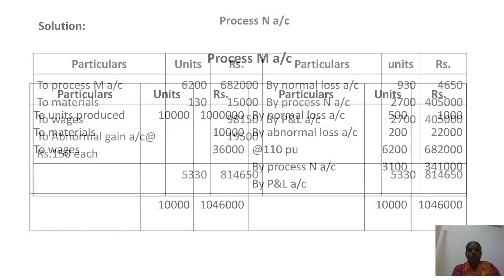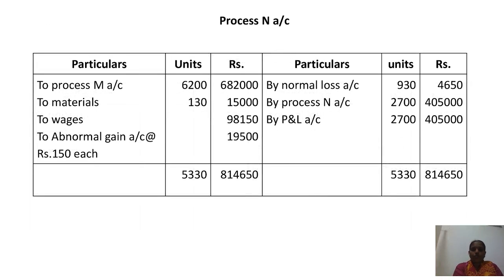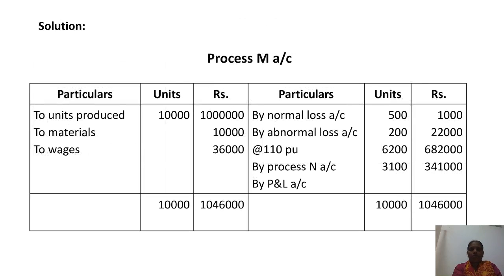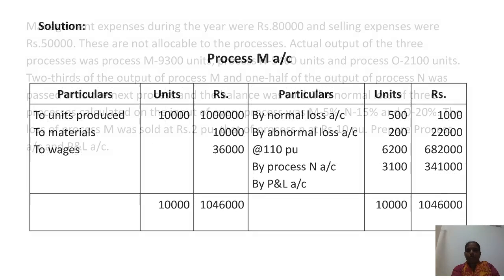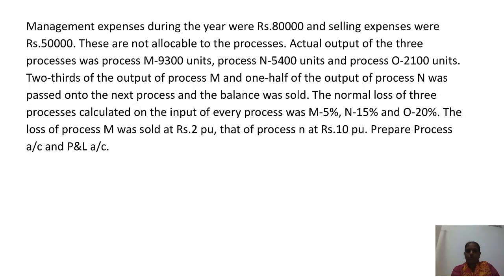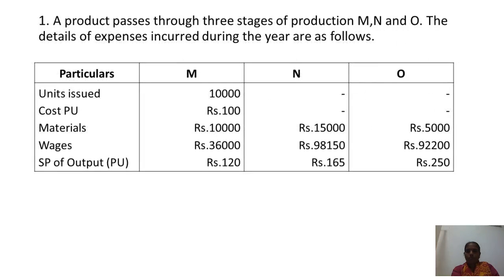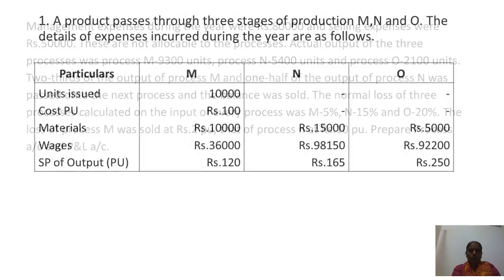Then next is process N account. From process M, we get 6,200 units transferred to process N account. When you multiply by 110, we get 6,82,000. Then materials are given as 130, that is multiplied by 15,000. Then wages in the problem is given as 98,150.